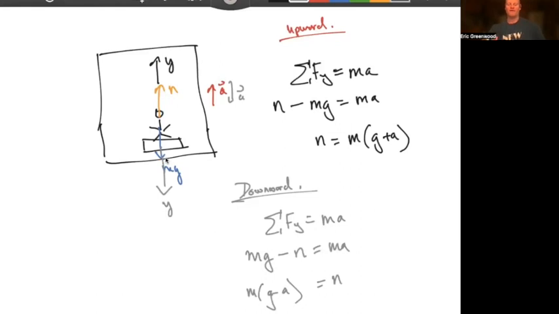So again, we have to be careful. The normal force is going to depend on whether the system is accelerating or not accelerating, and also on the geometrical representation of what's actually happening in the system.